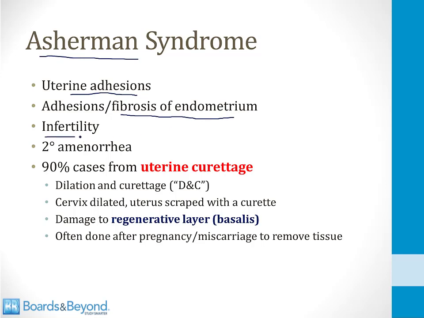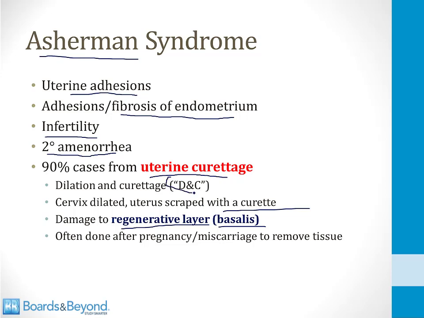These women are often infertile because of the disruption to the endometrium, and they also develop secondary amenorrhea. 90% of cases result as a consequence of a surgery called uterine curettage. Uterine curettage is part of a procedure called the DNC, where the cervix is dilated and the uterus is scraped with a curette. When this procedure results in damage to the regenerative layer of the endometrium called the basalis layer, this will lead to a failure to menstruate. In other words, the endometrium will stop growing normally and the woman won't menstruate any longer.